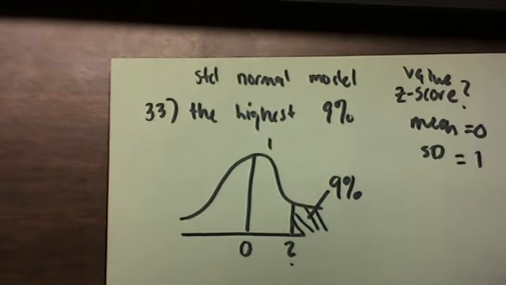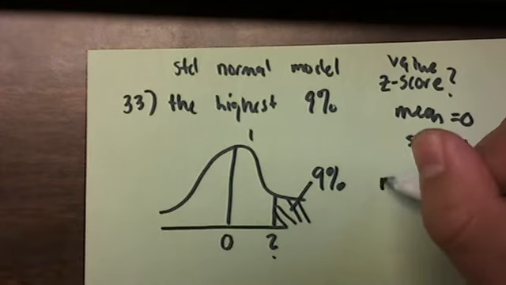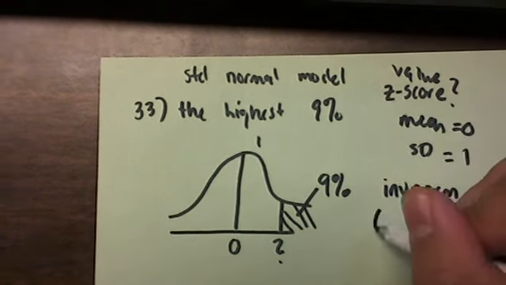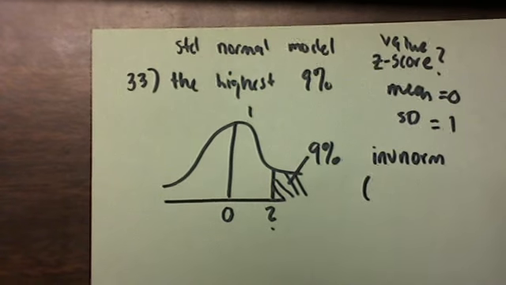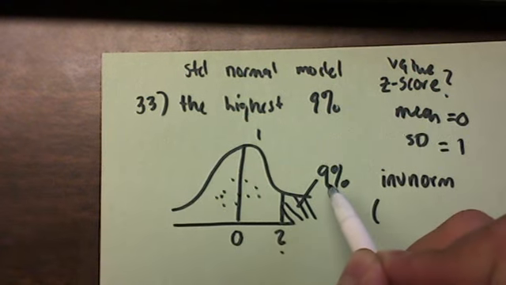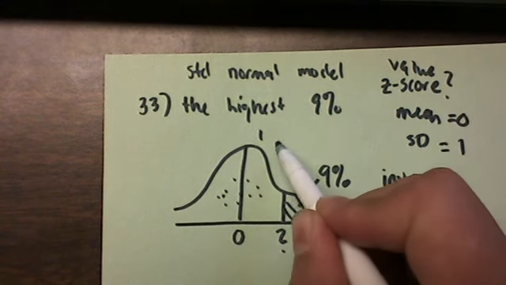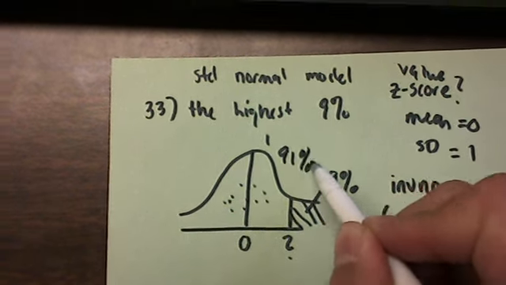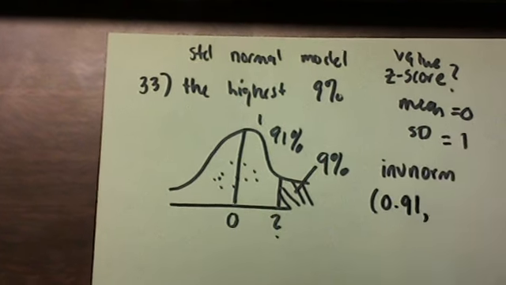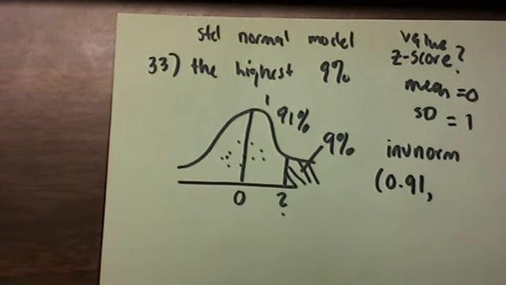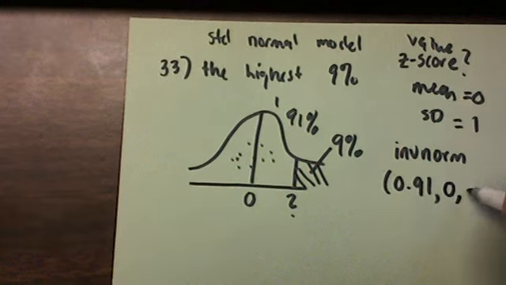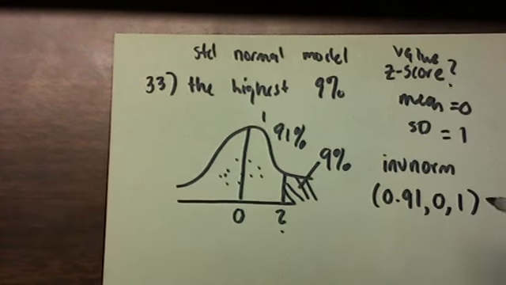Now once the question asks you to find the value, then you have to use the inverse normal. In this case, with inverse normal, you always use the percent to the left. So if this is 9% to the right, there will be 91% to the left. So in this case, your inverse norm will be 0.91. If you put 91 here in your calculator, it will be considered wrong. So 0.91 with the mean 0 and a standard deviation of 1.